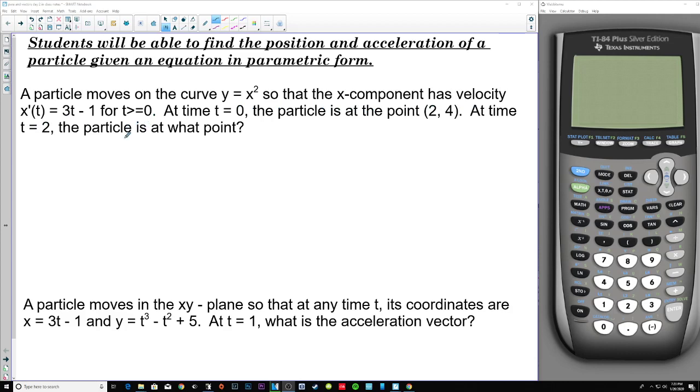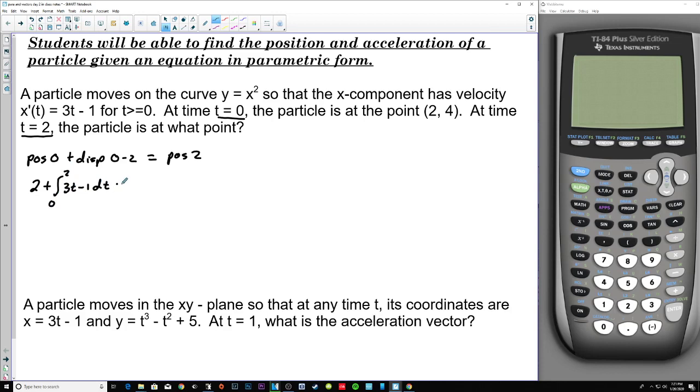Well, there's one concept that if you wrap your head around, this is going to be a fairly straightforward process. We're going from 0 to 2. So the position at 0 plus the displacement from 0 to 2 is going to equal the position at 2. We know the position at 0 for the x-coordinate is 2. Let's do 2 plus, and then if we integrate the velocity of 3t minus 1 from 0 to 2, that should be the displacement from 0 to 2.